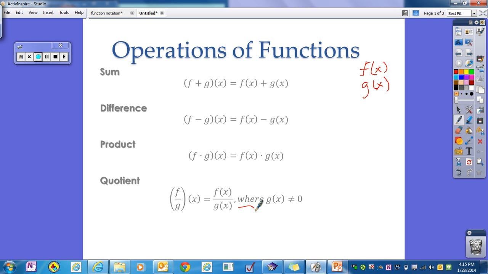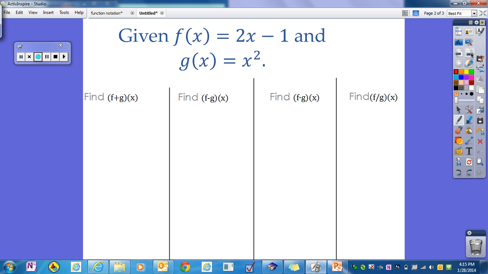Now this right here just says where g of x cannot equal 0. Because remember, if there's anything in the denominator, it's not allowed to equal 0. Otherwise, it would not be a part of the domain. But these other operations up here don't have any restrictions. So let's take a look at an example.